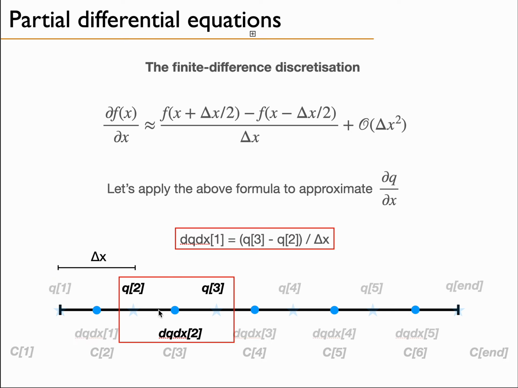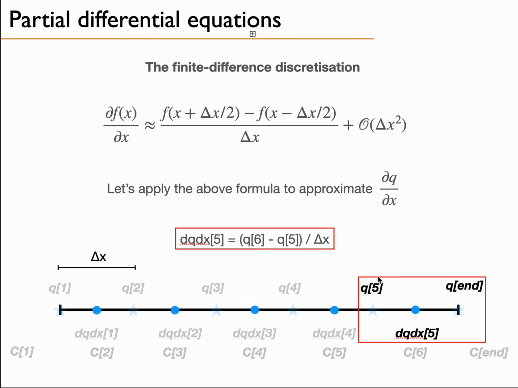Now we can do the same exercise for dq dx of position 2. It will be q3 minus q2 divided by delta x, and so on until we reach the end of the axis. The last value of dq dx is dq dx position 5, and it will be q of end, or q index 6, minus q of 5.